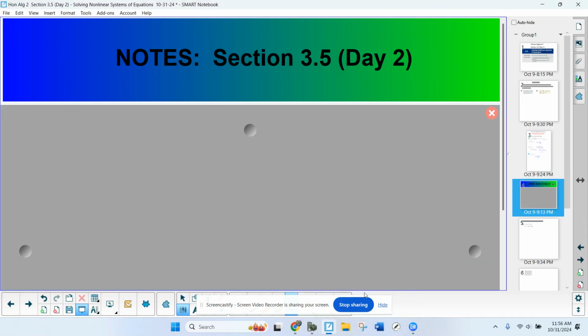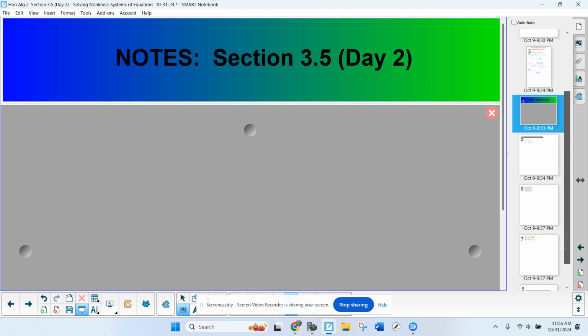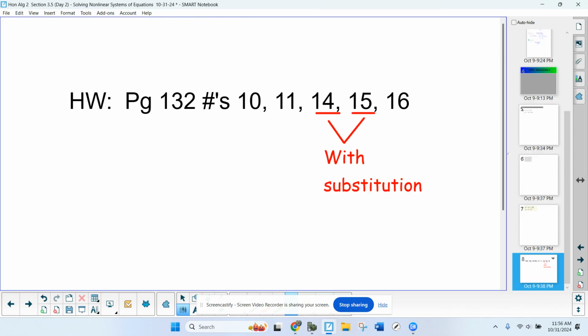Right, so let's take a look at section 3.5, day 2. In your homework tonight, you can see numbers 10, 11, and 16 are like last night. On 10, 11, and 16, you are allowed to use your graphing calculator. But on 14 and 15, I would like you to use substitution, which will require you to write some work.